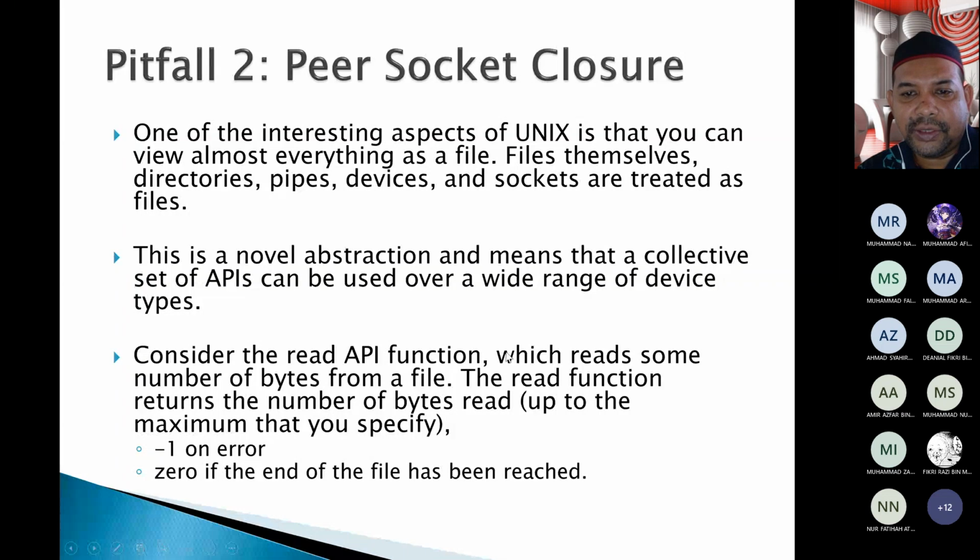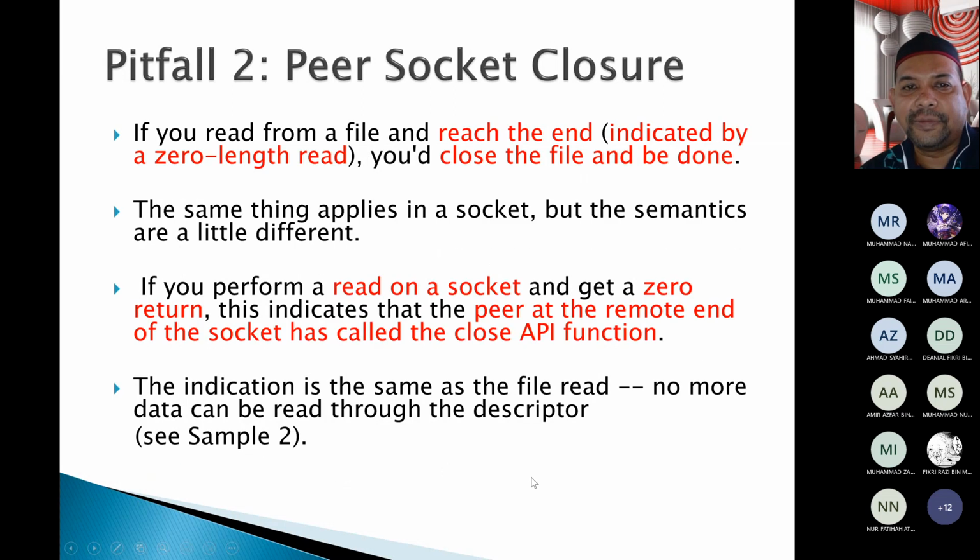Consider the read API function which reads some number of bytes from a file. The read function returns the number of bytes read up to the maximum that you specify, or negative 1 on error. 0 is if the end of the file has been reached. Okay. Kena faham. 0 adalah end of file. If you read from a file and reach the end, indicated by a 0 length read, you would close the file and be done. So the same thing applies in sockets but the semantics are a little different.